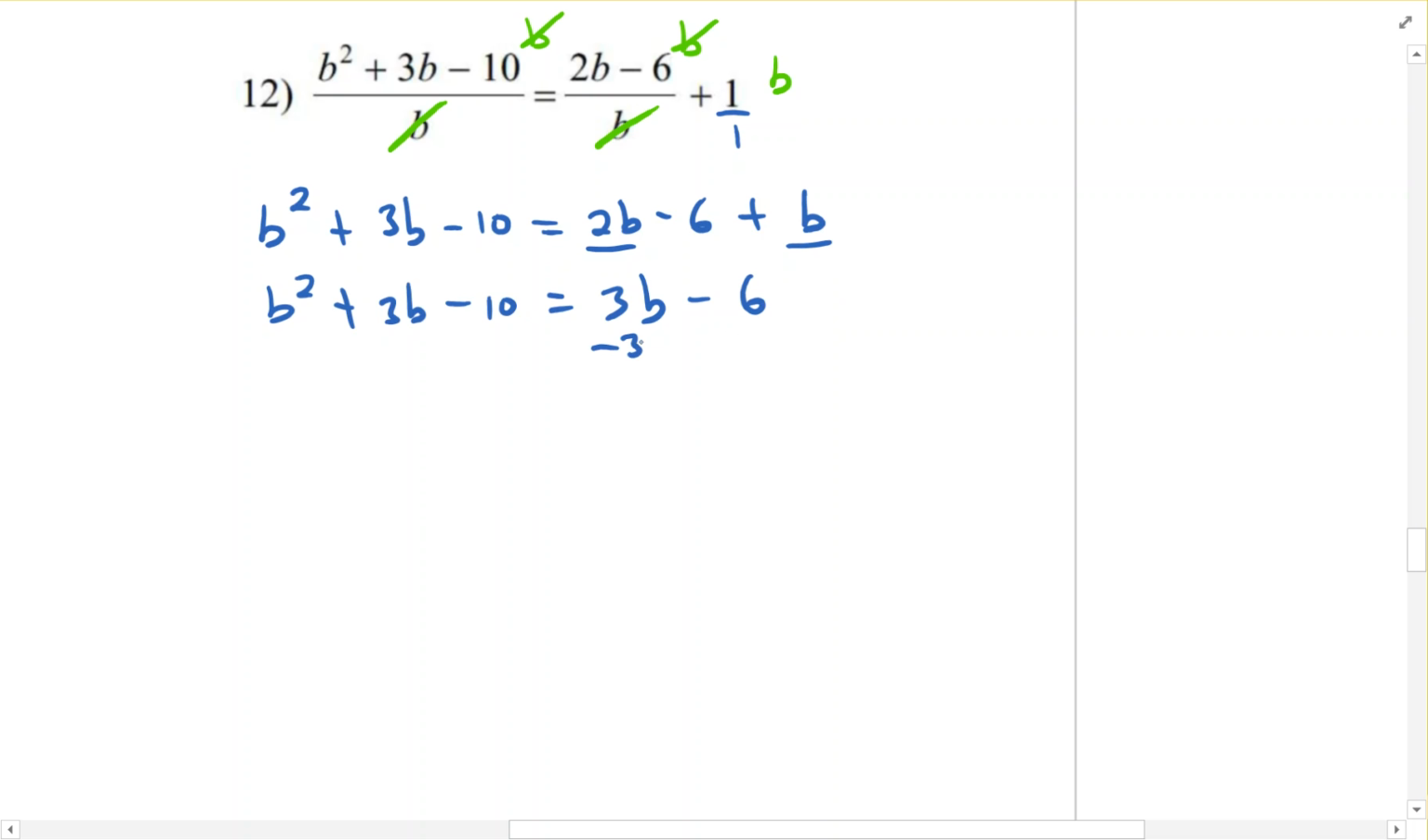So I'm going to subtract 3b. And hey, I get to subtract 3b. My b terms just go away. Let's add 6 to both sides right now, so plus 6. So we end up with b squared minus 4 is equal to 0.